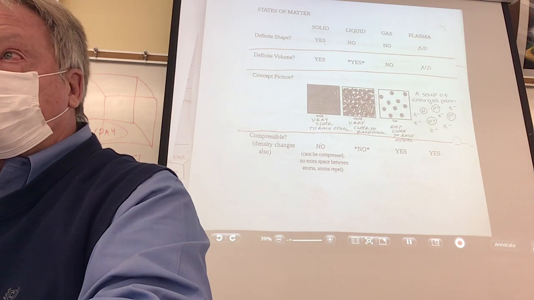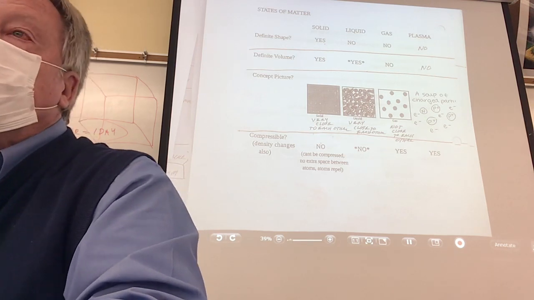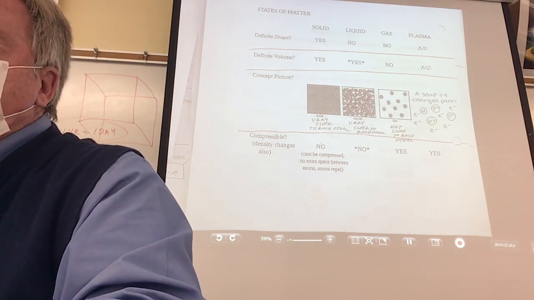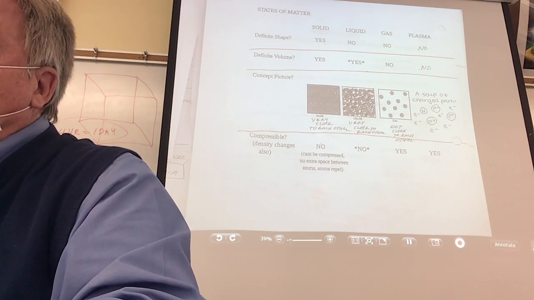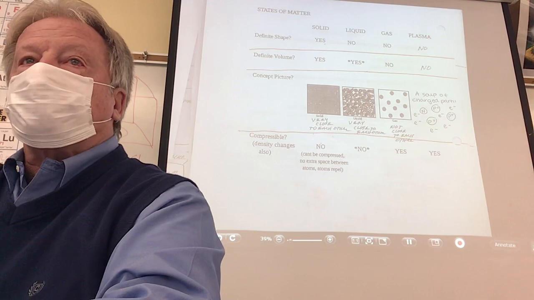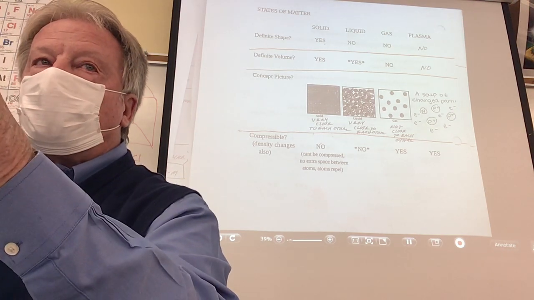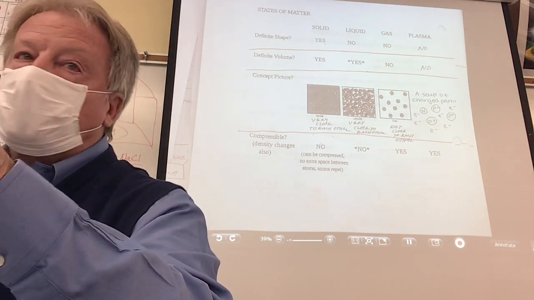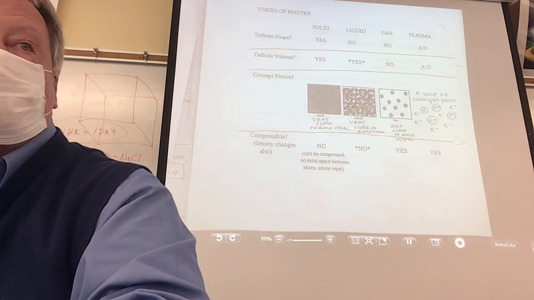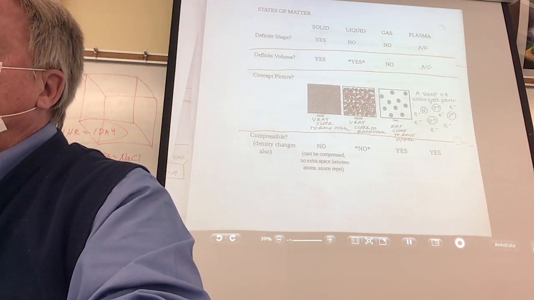So now, here's a problem. Let's go to liquids. Liquids, do they have a definite shape? No. If I have a really tall glass of water and I put it into a bowl, it used to have this shape. All of a sudden, it has this shape. So it doesn't have a definite shape. What about definite volume, though?